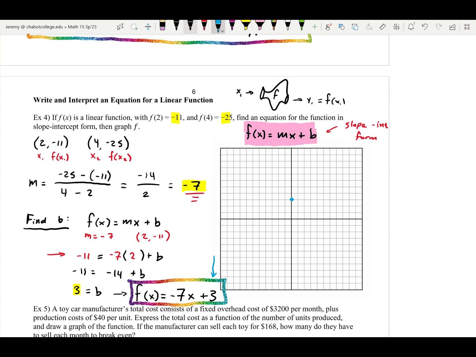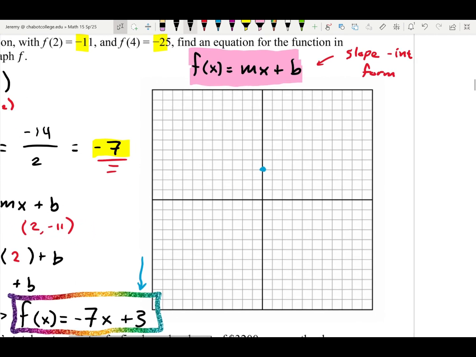And how about I use the slope now? So I know that the slope is -7, meaning that my rise over run, if I go over 1 unit, I should go down 7. So that would get me to that point right there. And 2 points are enough to define a line.